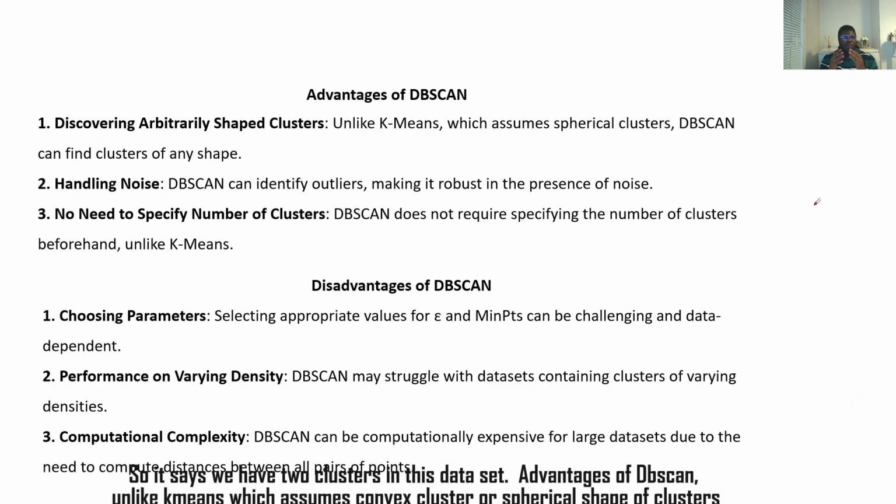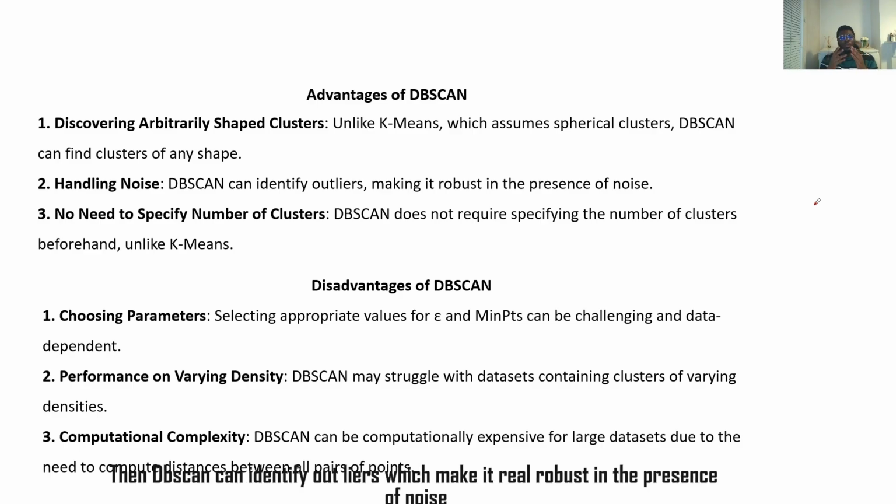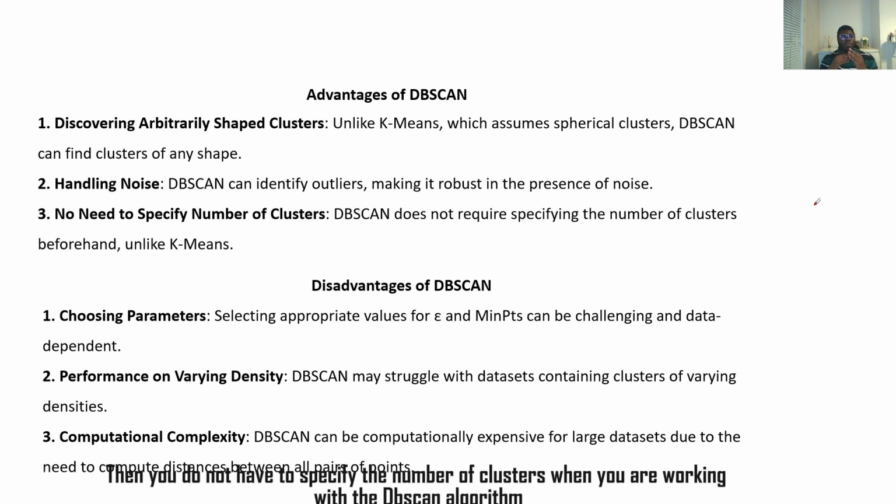Advantages of DBSCAN: unlike K-means, which assumes convex or spherical clusters, DBSCAN can find clusters of arbitrary shape, or any shape at all. DBSCAN can also identify outliers, which makes it robust in the presence of noise. And you do not have to specify the number of clusters when working with the DBSCAN algorithm.